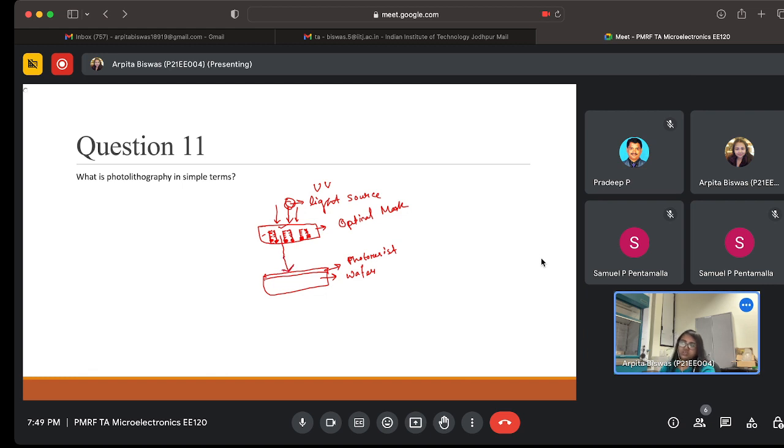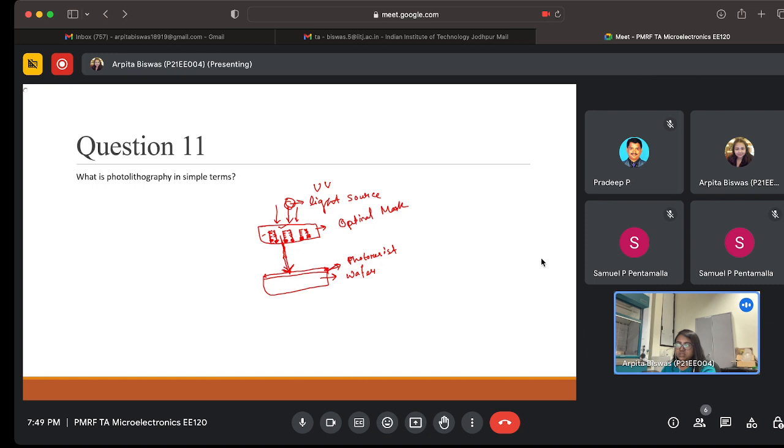Can anyone tell what is photoresist? Pradeep, what is photoresist? Yes, madam. There is an opaque area, where only certain portions allow light, and the remaining portions do not, based on the materials. Okay. So photoresist is a photosensitive material. So when light comes from this, this is the opaque portion and this is the transparent. So what happens in that case?